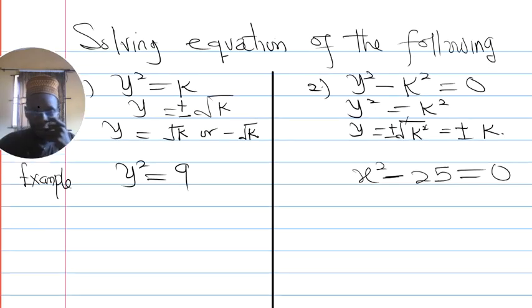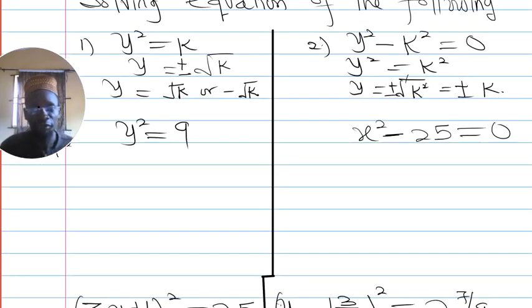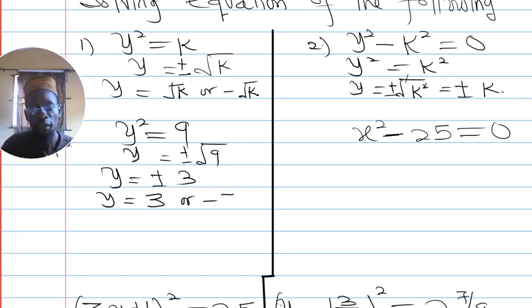Now look at this question. y squared equal to 9. Here, y will be the square root of 9, plus or minus. y equal to plus or minus 3. It makes y equal to 3 or minus 3.